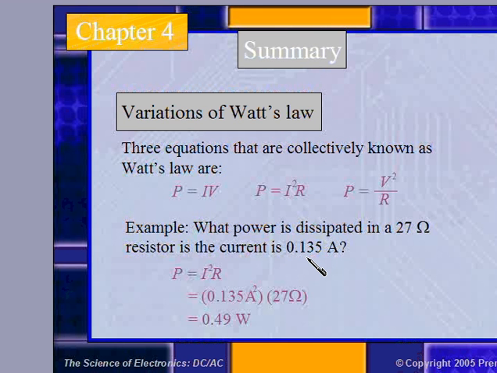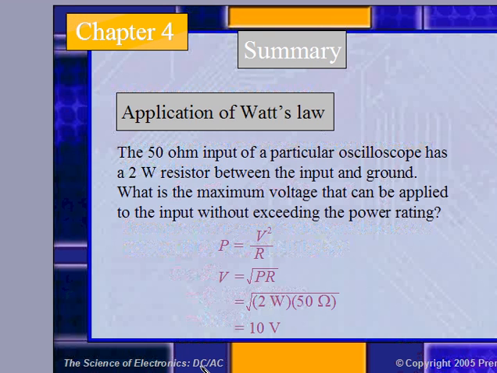3 equations that are collectively known as Watt's law are: power is current times voltage, power is current squared times resistance, and power is voltage squared divided by resistance. What is the power dissipated in a 27 ohm resistor if the current is 0.135 amps? So I would take power, I squared R, I square 0.135, hit the x squared key on the calculator, times 27, and I get 0.49 watts.